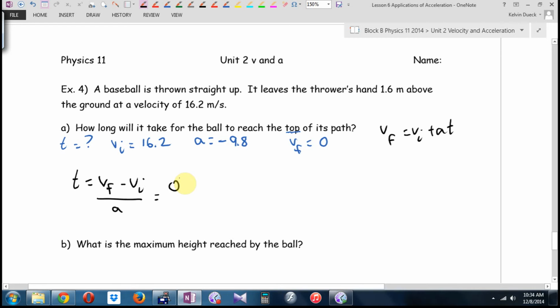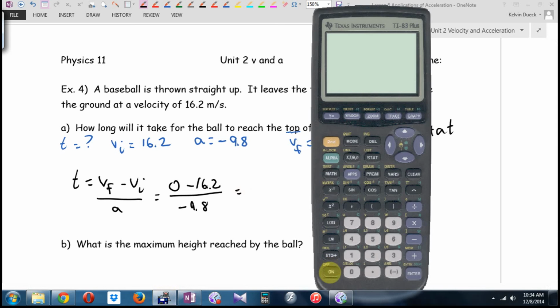And I know listing the data takes about one second's worth of work. It's good bang for your buck. Minus 0.2 divided by negative 9.8. I'm finding time, so I'm hoping for a positive answer. The top is negative and the bottom is negative. It's a negative divided by negative, so I will get a positive answer. 0.2 divided by negative 9.8.